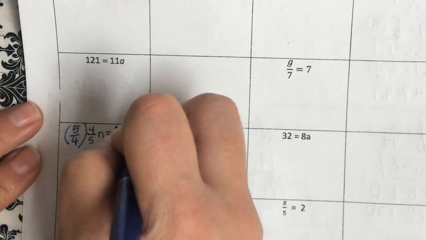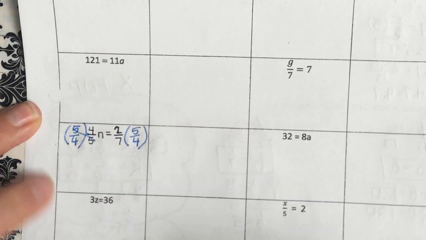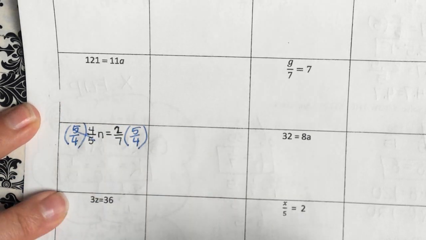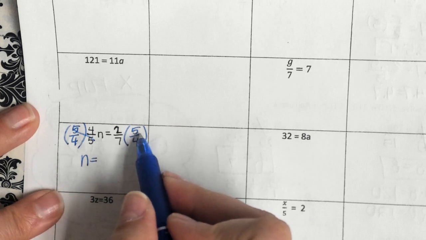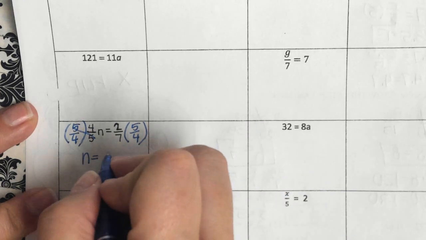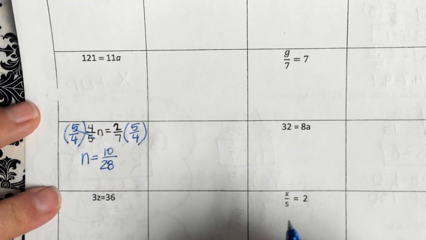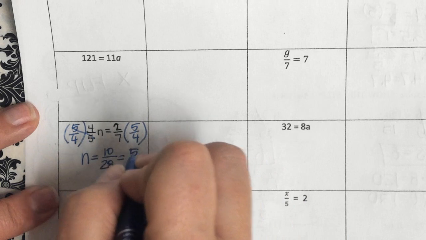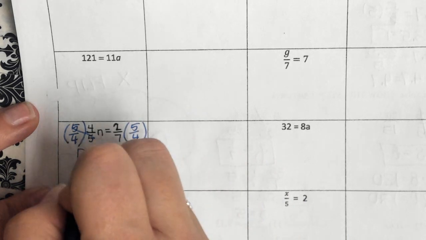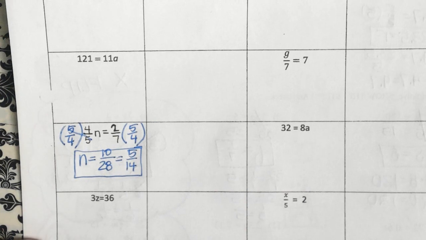Okay, so I'm going to do that to both sides. Okay, this cancels this one out. So what do I have left over here? Just n. Okay, so now I can multiply straight across. What's 2 times 5? 10. And 7 times 4? 28. We could simplify that. What would we get? 5/14. That might be easier to check. Who knows? Those bigger numbers may be harder.